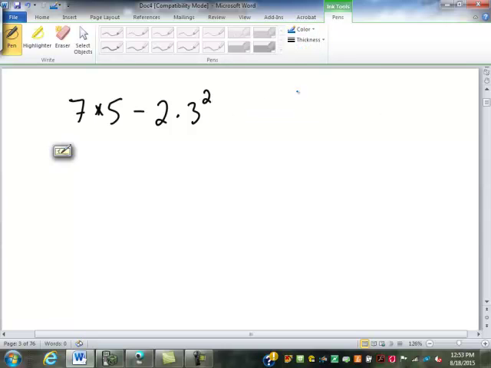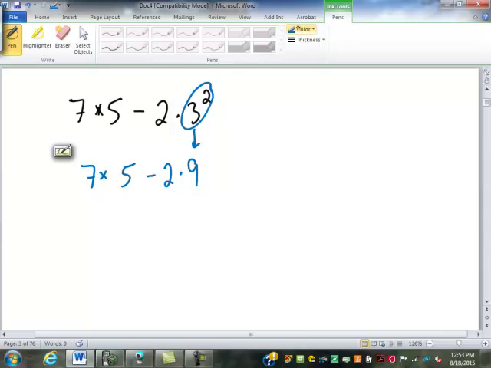And have you guys talk me through this one. What do I have to do first here? The exponent. There are no enclosing symbols, but there is an exponent. 3 squared. That's going to be what? 9. So I'm going to replace 3 squared with 9. Everything else stays the same.